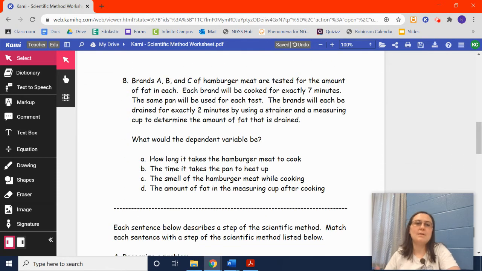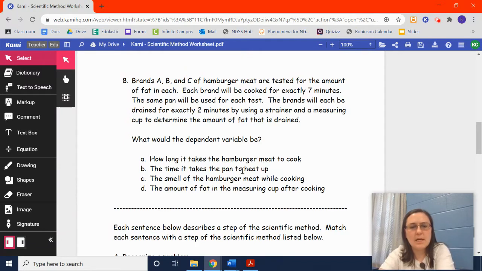So next, brands A, B, and C of hamburger meat are tested for the amount of fat in each. Each brand will be cooked for exactly 7 minutes. The same pan will be used for each test. The brands will each be drained for exactly 2 minutes by using a strainer and a measuring cup to determine the amount of fat that is drained. So the question, what would the dependent variable be? If you remember, the dependent variable is the results. It's what you try to find out with the experiment. So what are we trying to find out?